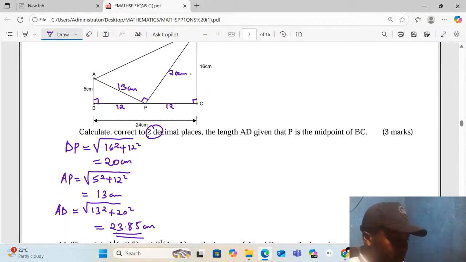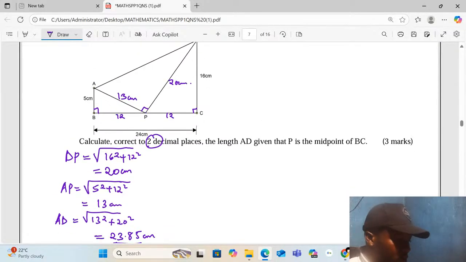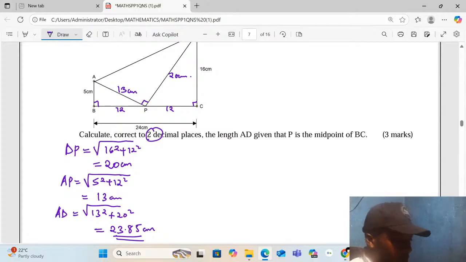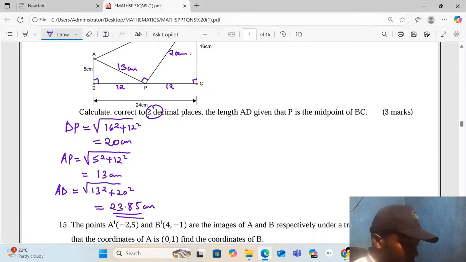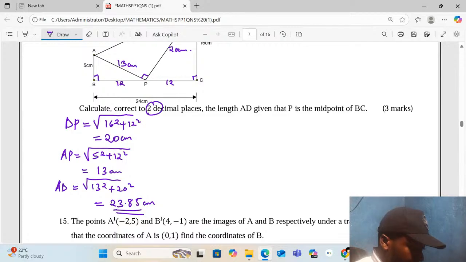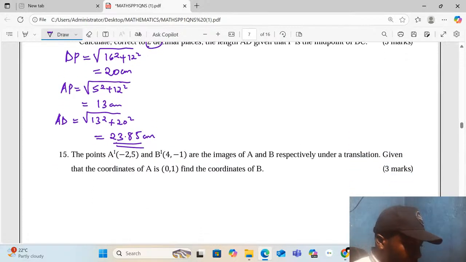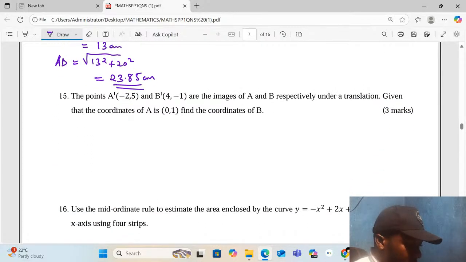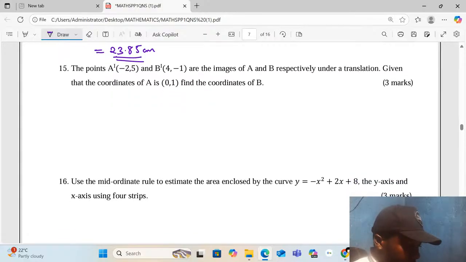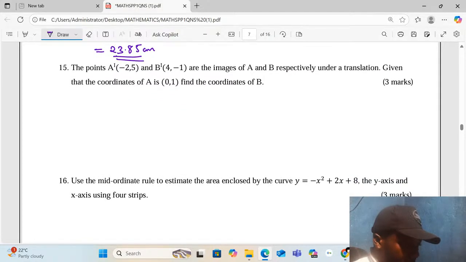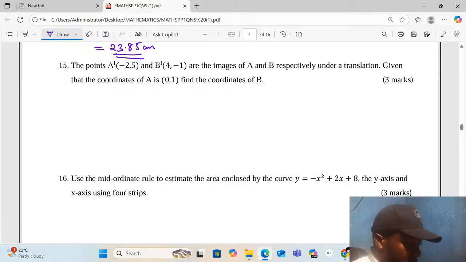It's very simple. Just apply the concept of Pythagoras theorem to find the lengths in that diagram. So that's simple. Then you get your 3 marks. That was 3 free marks for you. Then we move to the second last question in this section one.